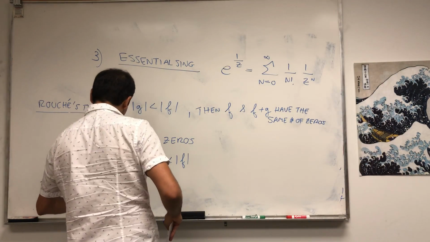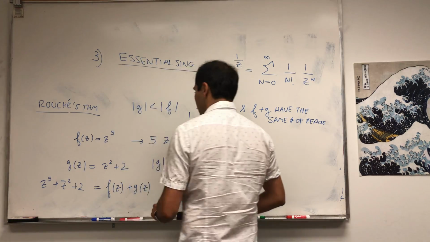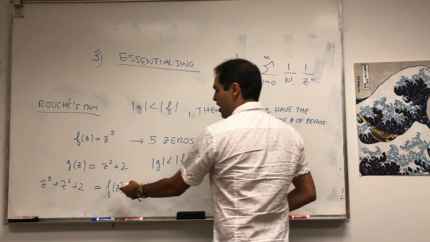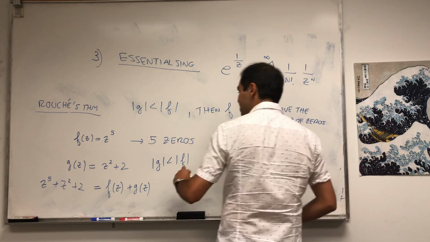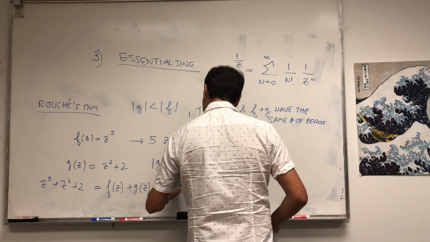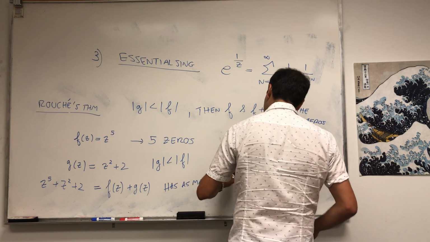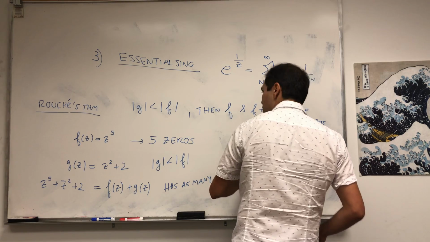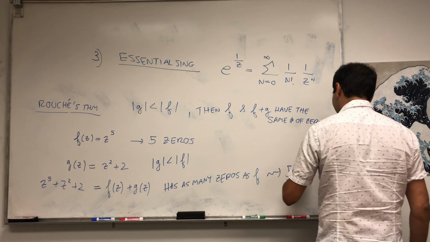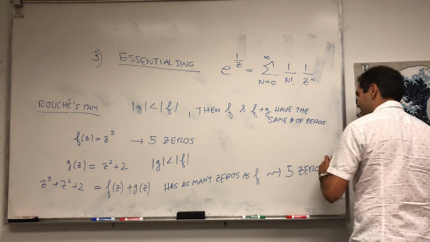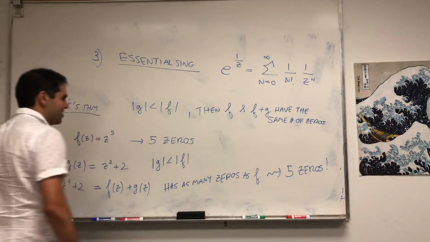Well, this is f of z plus g of z. We know that g is less than f, and so f plus g has as many zeros as f. But we know that f has 5 zeros, so this polynomial also has 5 zeros. It's really cool. It's a very neat theorem, and I think we prove it using residues.